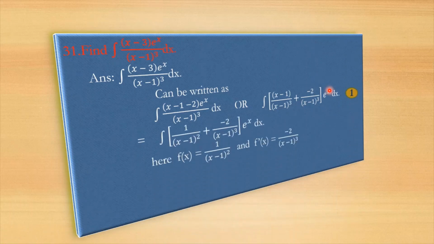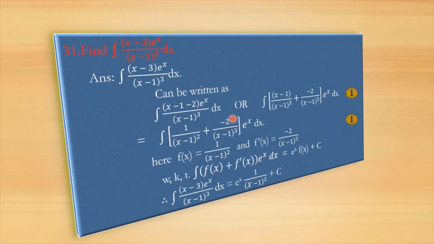So we'll be carrying 1 mark for this. Next, integration of 1 divided by, just cancel this in this one, it gets cancelled. So it will be left out 1 divided by (x minus 1) whole square plus (minus 2) divided by (x minus 1) whole cube into e to the power of x. So this is in the form of, see here, this is f(x) and this is f'(x). So it is in the form of integration of (f(x) plus f'(x)) into e to the power of x with respect to x, which is nothing but equal to e to the power of x into f(x) plus c.